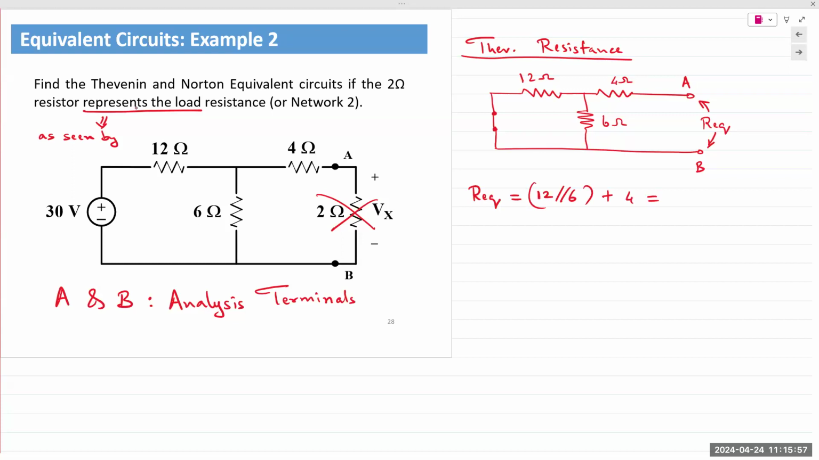By the way, to all students, I know sometimes the material gets dry, but I want to increase participation. It's not a verbal quiz. If you speak up, whether you think it's wrong or incorrect doesn't really matter. Just speak up, and that will actually be a learning moment. So 12 in parallel with 6, with 4 ohms, gives me 8.